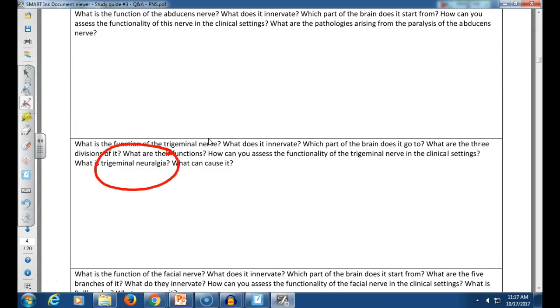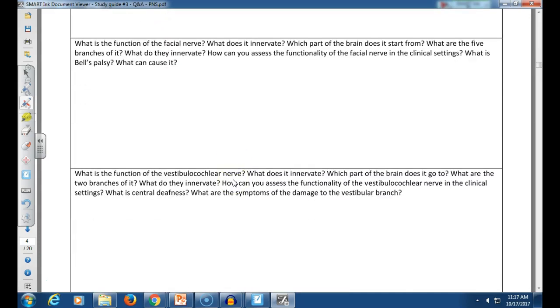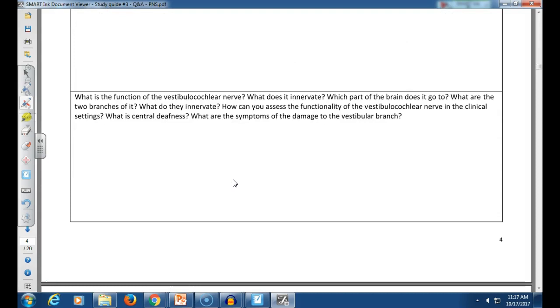Trigeminal neuralgia, just know that it's dysfunction of the trigeminal nerve. Same goes for Bell's palsy. Okay, it's dysfunction of the facial nerve. Function of the vestibulocochlear nerve: hearing and stuff like that. And balance.